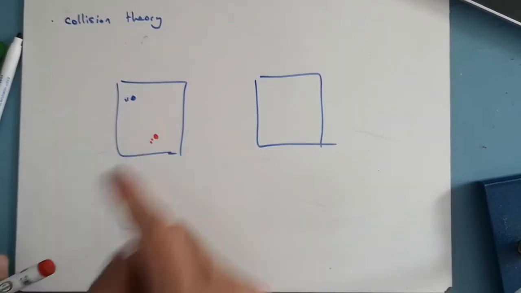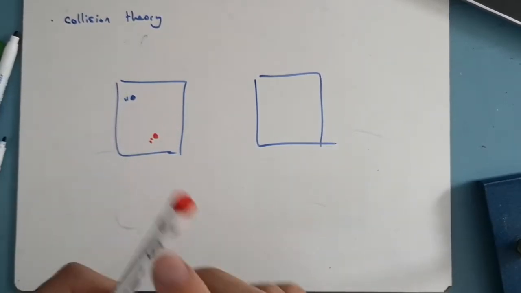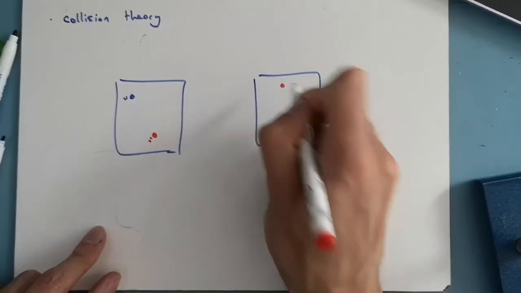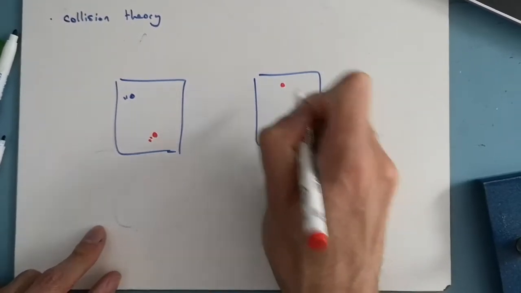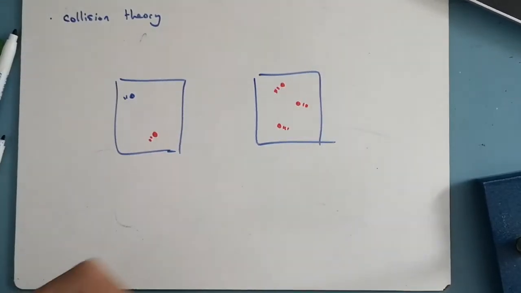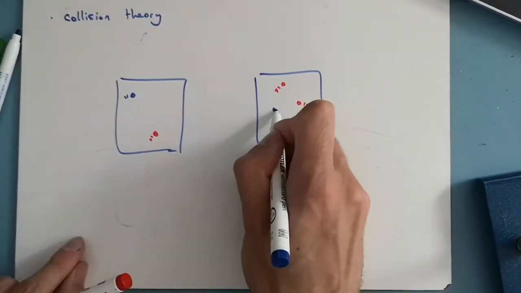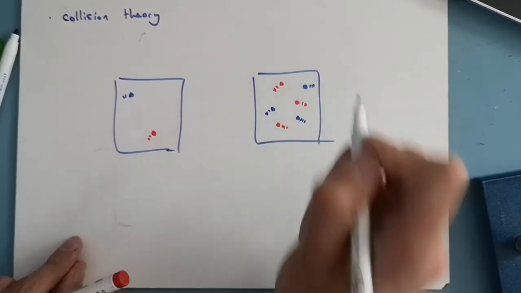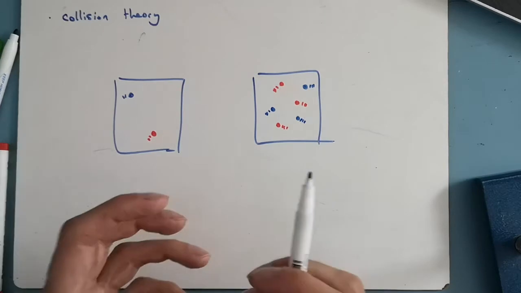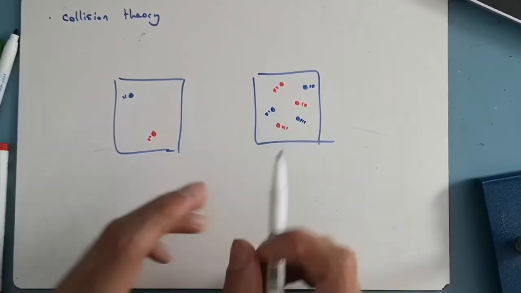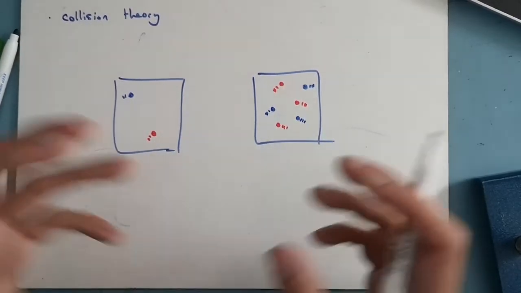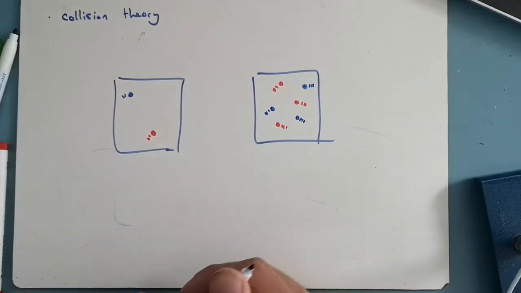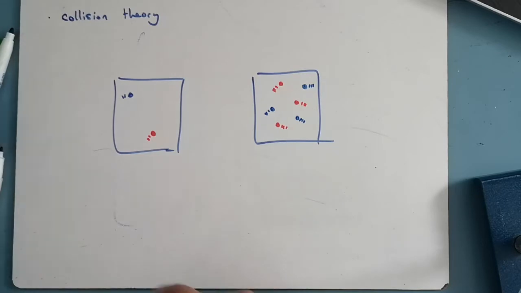now the chances of these colliding are very small. We need them to collide in order to react. But if we increase the concentration and put more into the same size container, then the chances of these molecules colliding and reacting are a lot greater. So this is the idea of collision theory. The more collisions you can have, the faster the rate the reaction will go at.